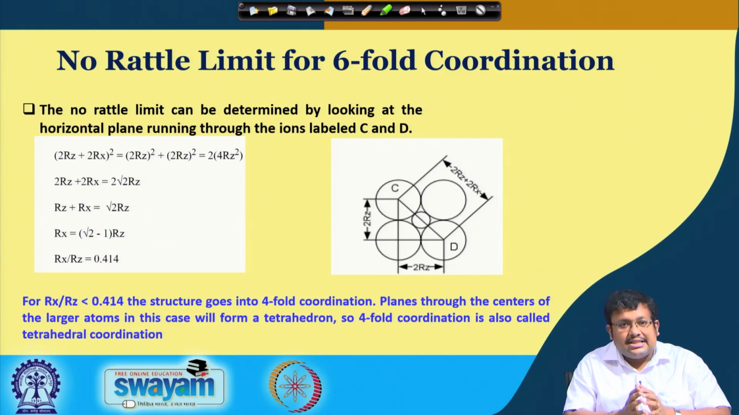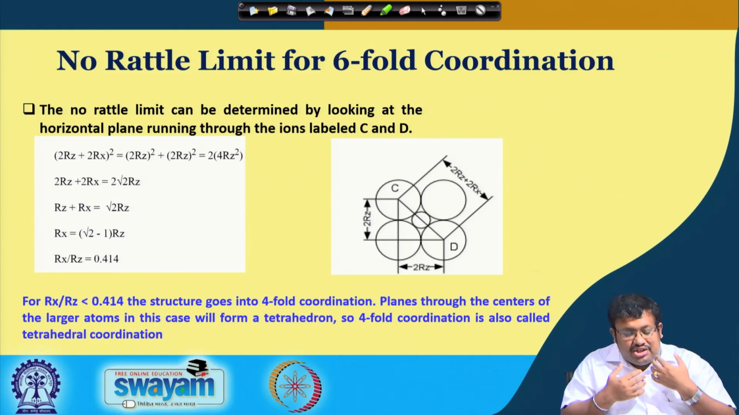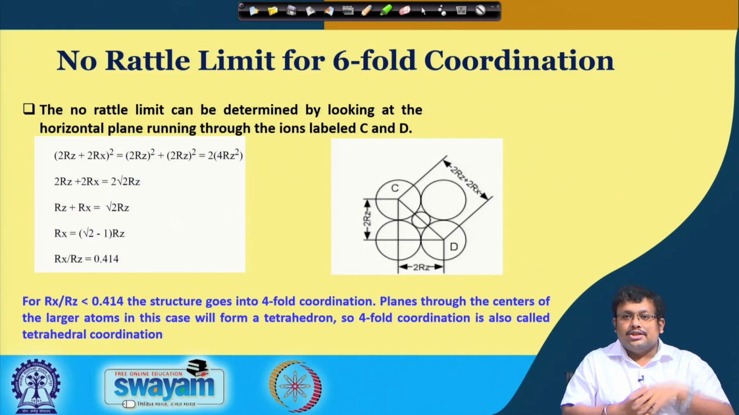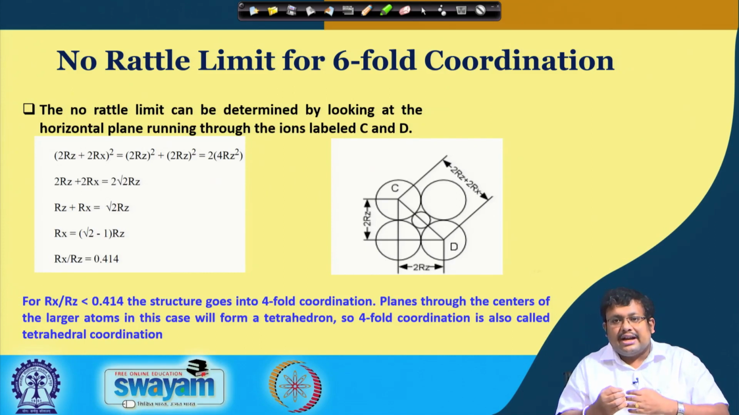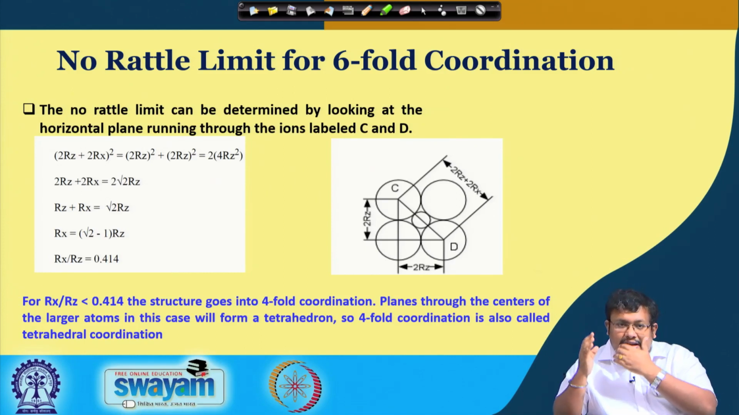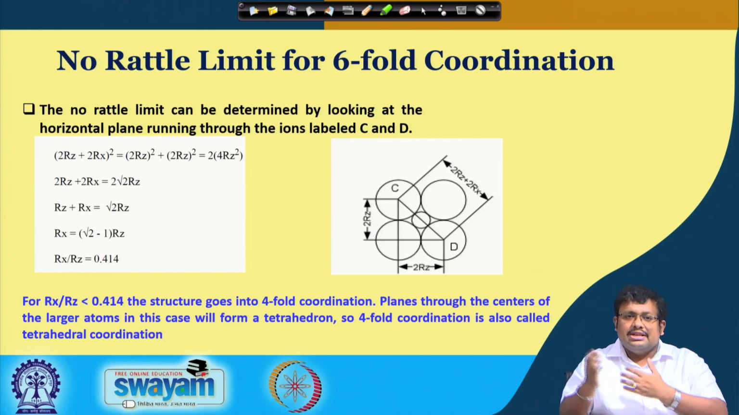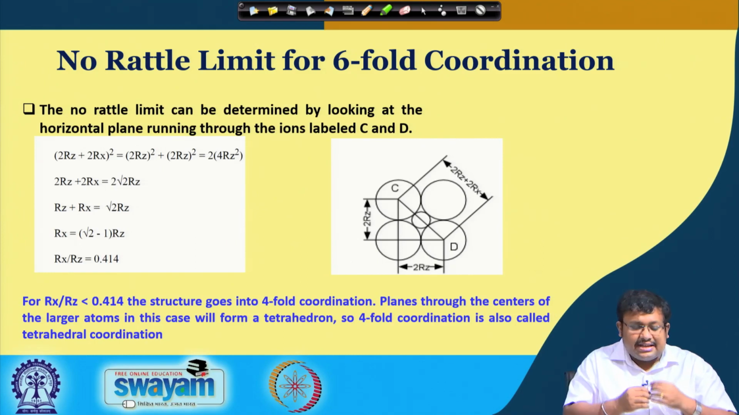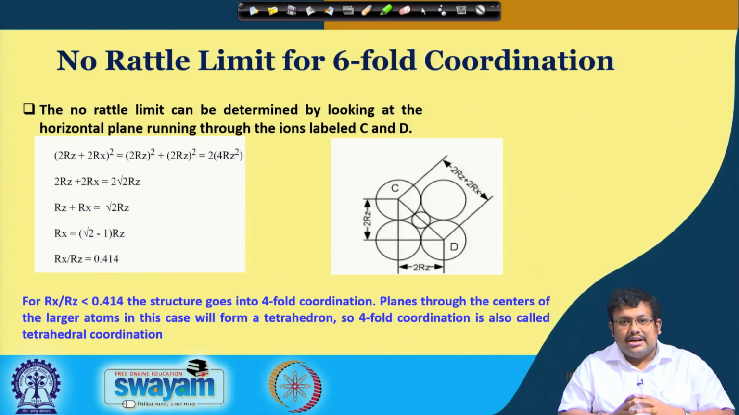If the radius ratio goes below 0.414, the structure goes into 4-fold coordination. Earlier it was 6-fold coordination, but due to the reduction of the cation size, the radius ratio reduces, and ultimately this 6-fold coordination will be converted to 4-fold coordination.